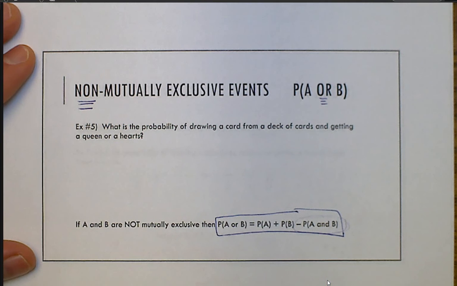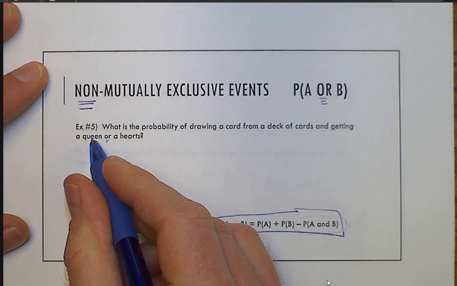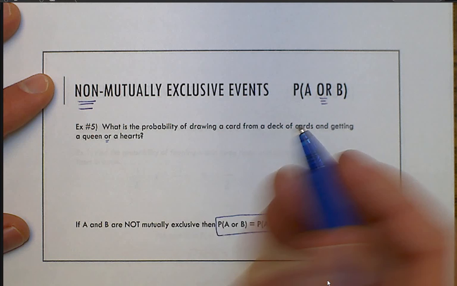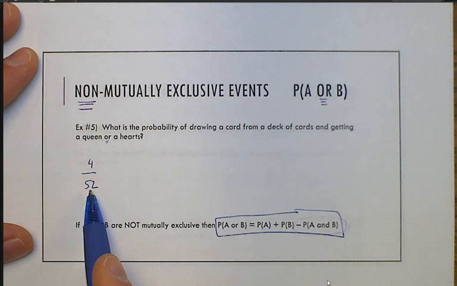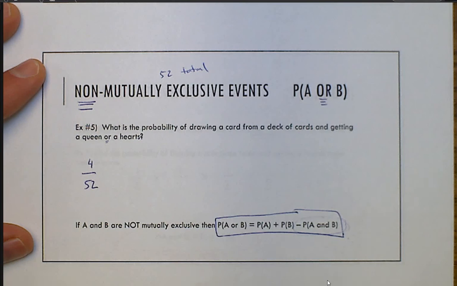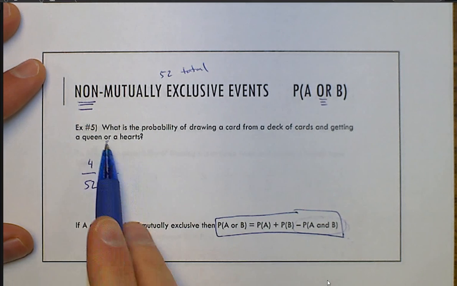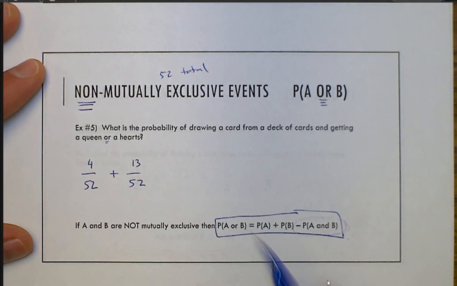What's the probability of drawing a card from a deck of cards and getting a queen or a heart? A queen or a heart. Well, we see the word or, okay? What's the probability of drawing a queen? Well, if you know anything about a deck of cards, there's going to be 4 queens in there out of 52. There's 52 total cards. If you don't know cards, there's 52 total. Shouldn't assume anything, right? We're going to add queen or a heart. Well, there's 13 hearts in a deck out of 52.